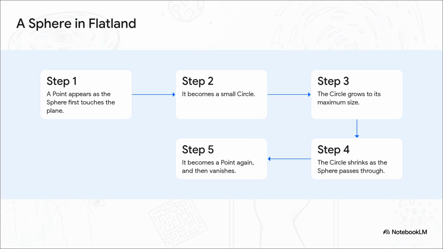As the sphere first touches his flat plane, it's just a point. As it moves through, its cross-section looks like a circle that gets bigger and bigger, then smaller and smaller, until it's a point again and poof, it's gone. This one visual is the absolute core of the book.